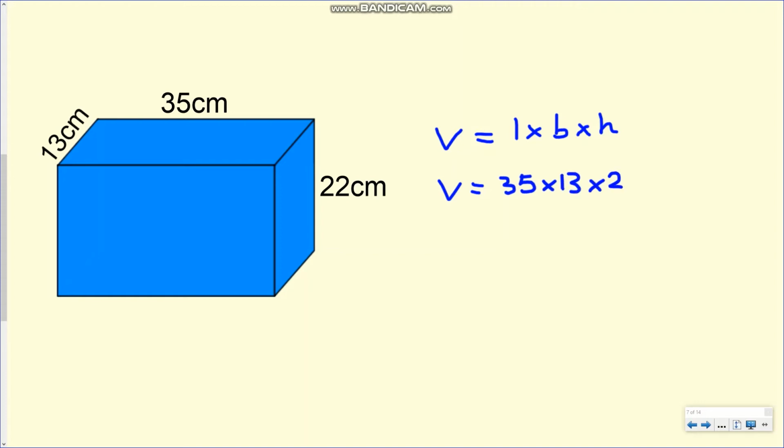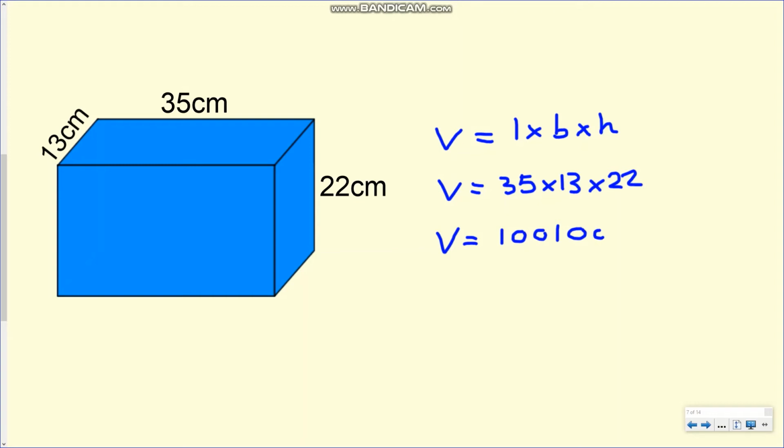But like I say, if you muddle those numbers up, that doesn't make any difference. As long as you get all 3 numbers multiplied together, you're not going to have any problem with the final answer. Okay, so just typing into my calculator now, 35 times 13 times 22, and you get a final answer of 10,010.